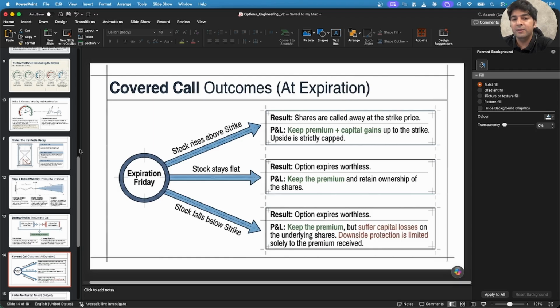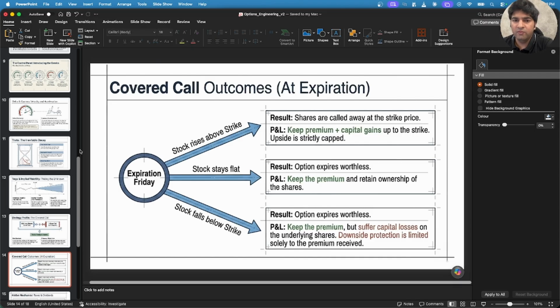So in our example, if Reliance goes above the strike price of 1400, then we will be keeping the premium, and then we have to be called away, meaning you have to sell the shares. So the premium you will be keeping, and the capital gains as well. Upside is usually capped. And if the stock stays flat at 1300, then the option expires worthless. You keep the premium and retain the ownership of the shares. This is the best situation.